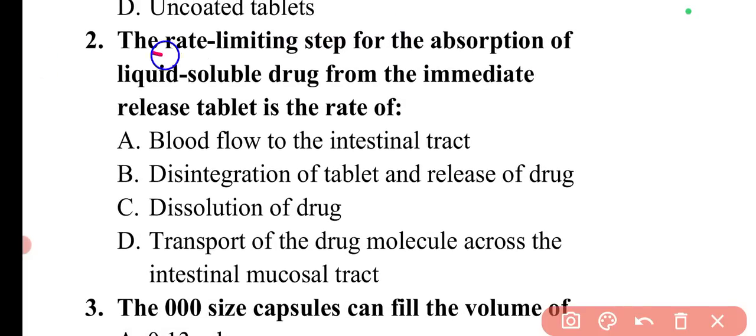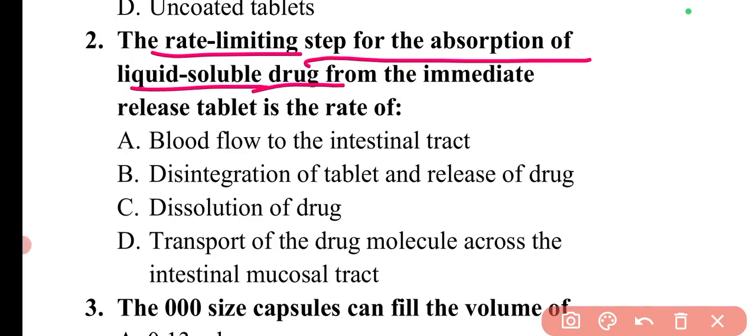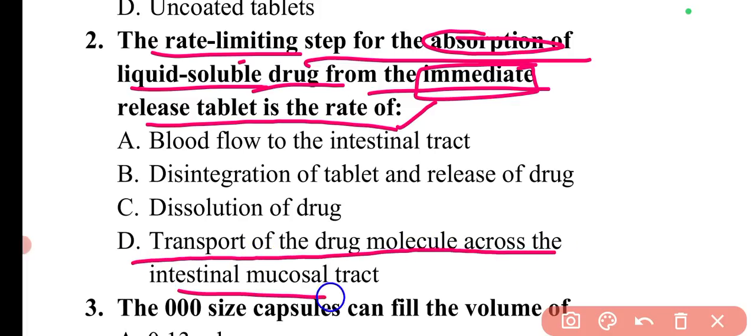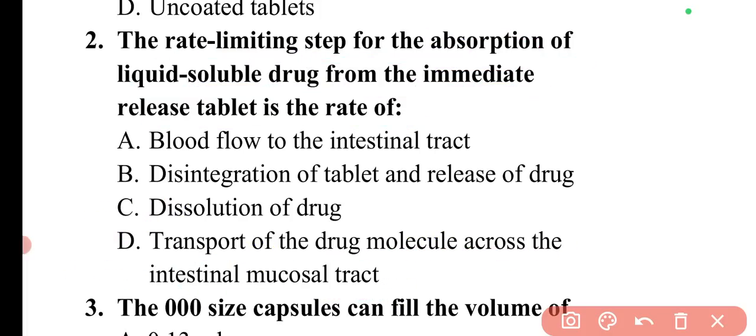The next question is, the rate limiting step for the absorption of a lipid soluble drug from an immediate release tablet is the rate of. For immediate release tablets, what is the rate limiting step for the absorption of a lipid soluble drug? The rate limiting step will be the transport of the drug molecule across the intestinal mucosal tract. So here option D is correct.